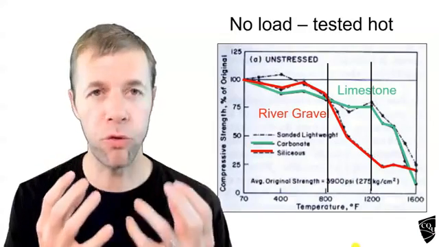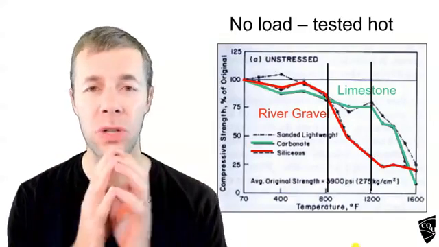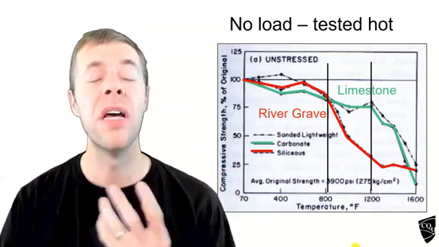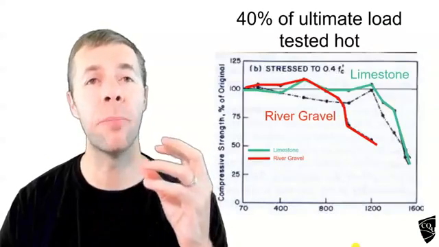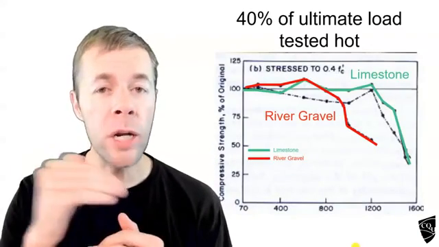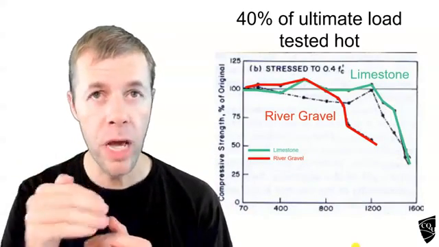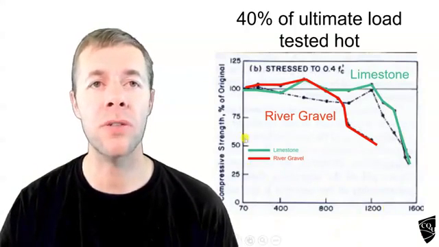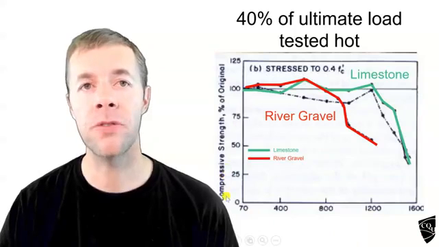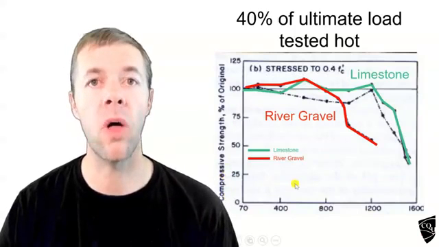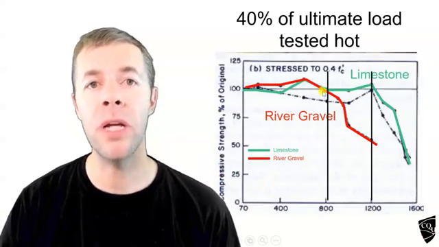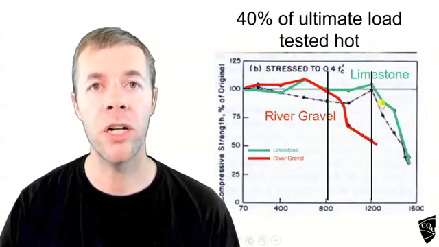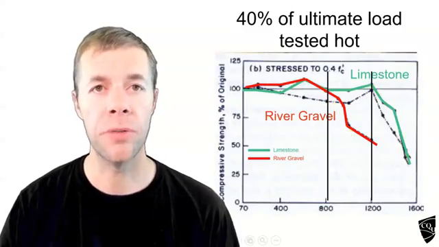Now this is the data I showed you before. This is a sample that was not loaded previously, and it was tested while hot. Now let's say I loaded a sample. I'm going to load it up to 40% of its ultimate load, but again, I'm going to test it while it's hot. I still have temperature down here on the x-axis, and I've got this percentage compressive strength loss. And again, we see right when you hit 800 degrees Fahrenheit, the river gravel drops heavily. When you hit 1200, the limestone drops heavily.